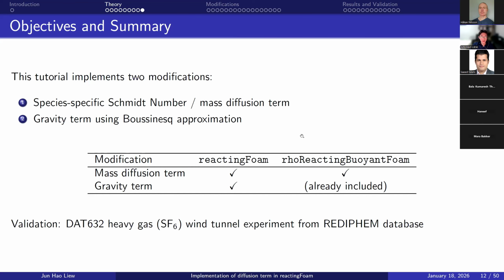So what we're going to modify here in the summary is that for reactingFoam, we're going to include the mass diffusion term and the gravity term. And then for rhoReactingBuoyantFoam, we're going to just include the mass diffusion term since the gravity is already included. And then for validation, we are using a wind tunnel experiment conducted at Hamburg University about 30 years ago. They simulated sulfur hexafluoride, SF6, in a closed wind tunnel.